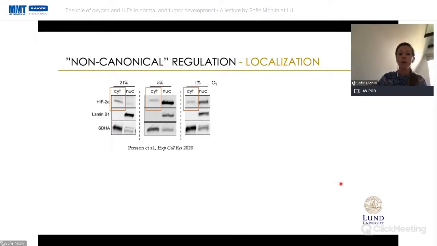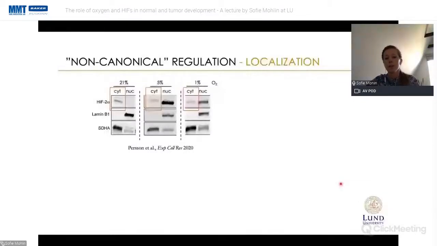So here, for example, these are patient-derived xenograft cell lines, and you can see that at all 3 oxygen levels that we look at, 21%, that is what we use in the lab, 5%, which we say is more of a physiological oxygen concentration, and 1%, there's still a significant fraction of the HIF-2α protein that localizes to the cytoplasm. At 21%, it's almost exclusively in the cytoplasm. At 5 and 1%, a large fraction of the protein has translocated to the nucleus as expected, but there's still definitely protein left in the cytoplasm.